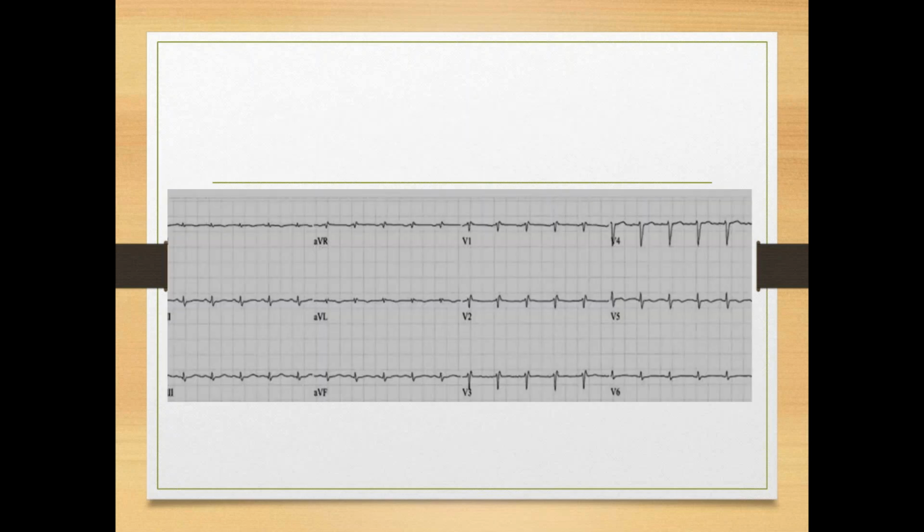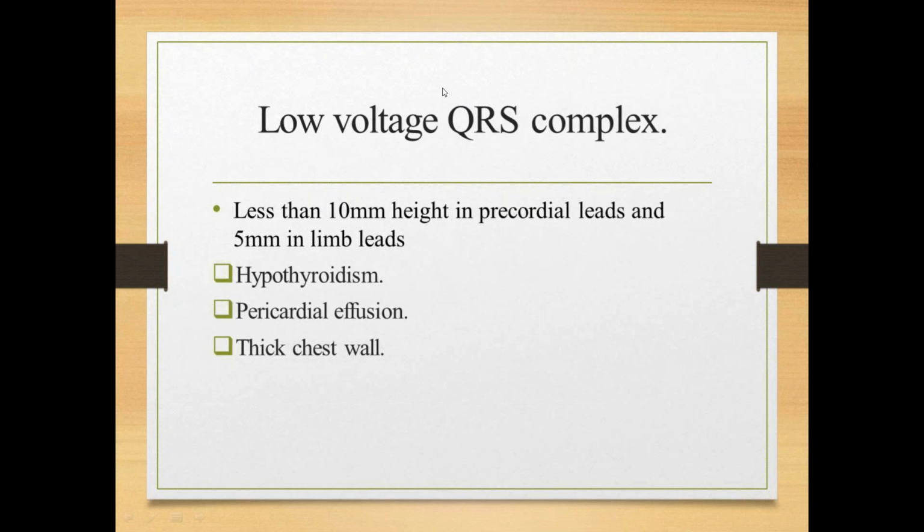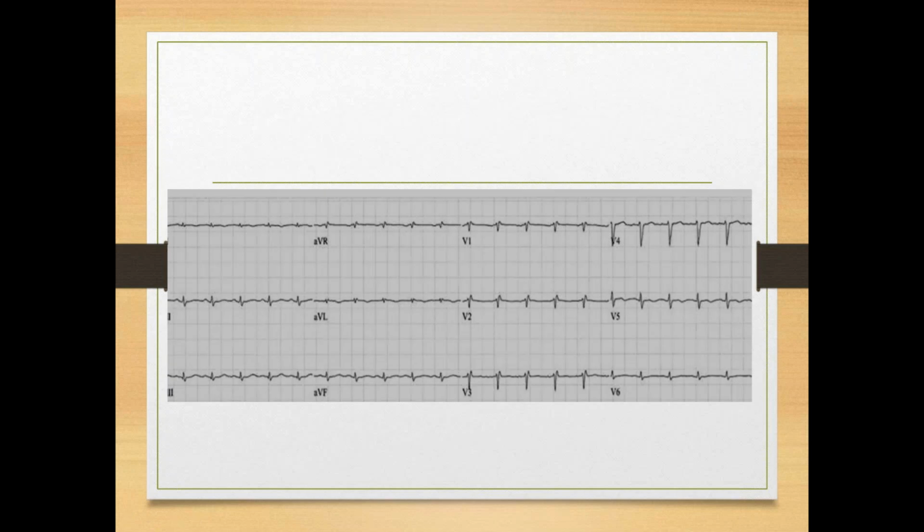This is an ECG of a low voltage QRS patient. Here you can see the QRS complex is so small. The limb leads are 1, 2, 3, AVR, AVL, AVF. It is less than 5 millimeter in the limb leads, and less than 10 millimeter in the precordial leads. That is the criteria to say the patient has a low voltage QRS. Just by one look at the ECG, you can say the patient has a low voltage QRS complex.